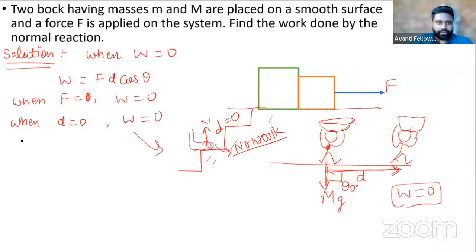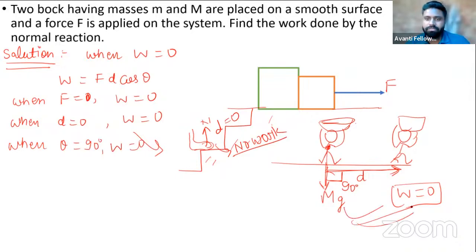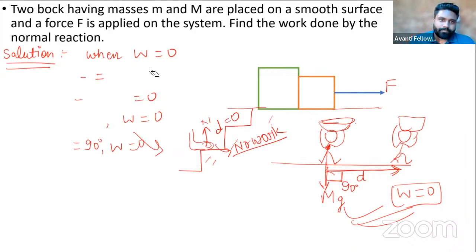Now the third scenario that could be possible is theta equals 90 degrees. The work done will be zero, as I've already discussed with you in this situation. Now move on to this question, and let's see what will be the possible solution of this question.